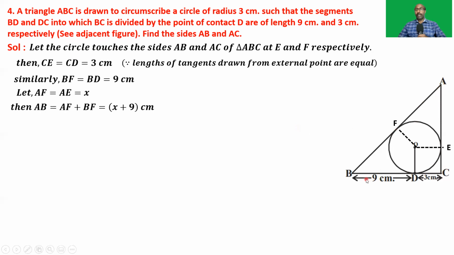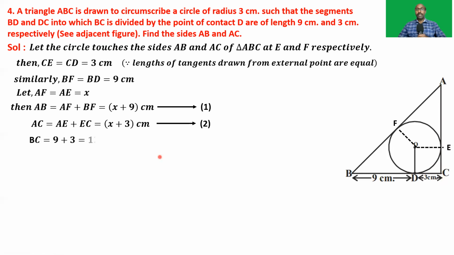Now AB is equal to AF plus BF. As we take AF as X, then AB is equal to X plus BF, which is X plus 9 centimeters. Take it as equation 1. AC is the sum of AE and CE, where AE is X and CE is 3. So AC is X plus 3. Take it as equation 2. And now BC is BD plus DC, and 9 plus 3 is equal to 12 centimeters. Take it as equation 3.